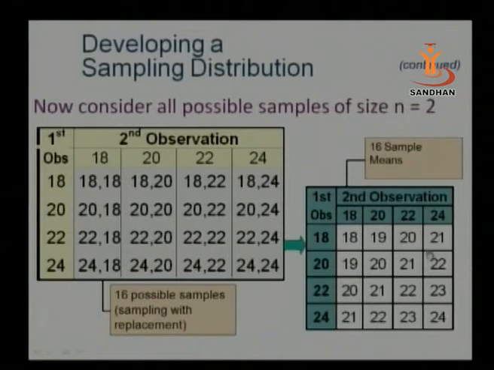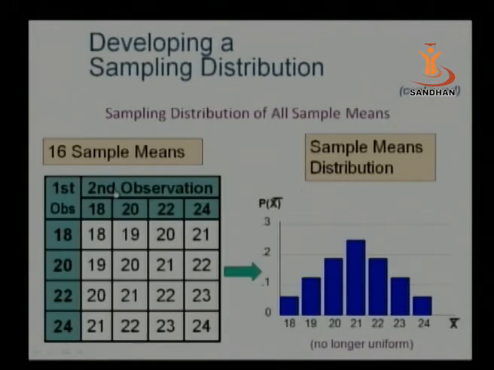Likewise, all these 16 observations are there. The sample size here is 2, meaning we have paired only 2 observations for simplicity in our case. Now we develop a sampling distribution using these 16 observations. The probability of getting 18 among these 16 observations is 1 upon 16. Similarly, 24 is there, 1 upon 16. So for 18 and 24, it is 1 upon 16.